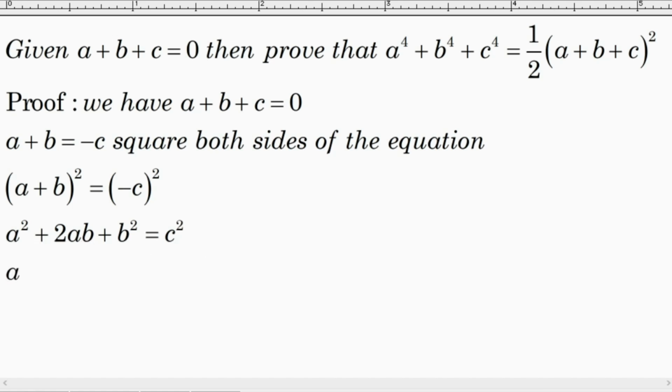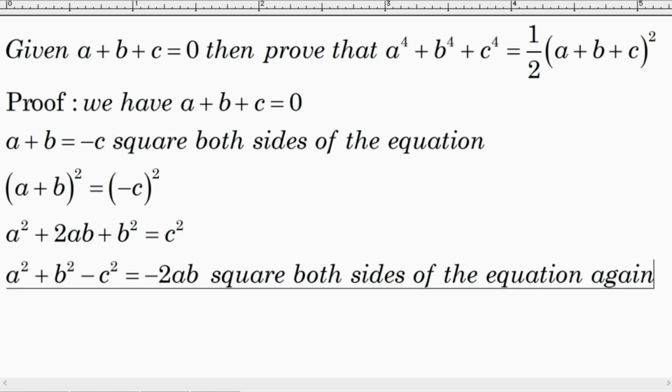So that will be a² + b², and when we move c² to the left hand side of the equation, that will be -c², equal to -2ab. As the question wanted us to have a⁴ + b⁴ + c⁴, but unfortunately, we only have a² + b² - c². So what we have to do next is square both sides of the equation again.